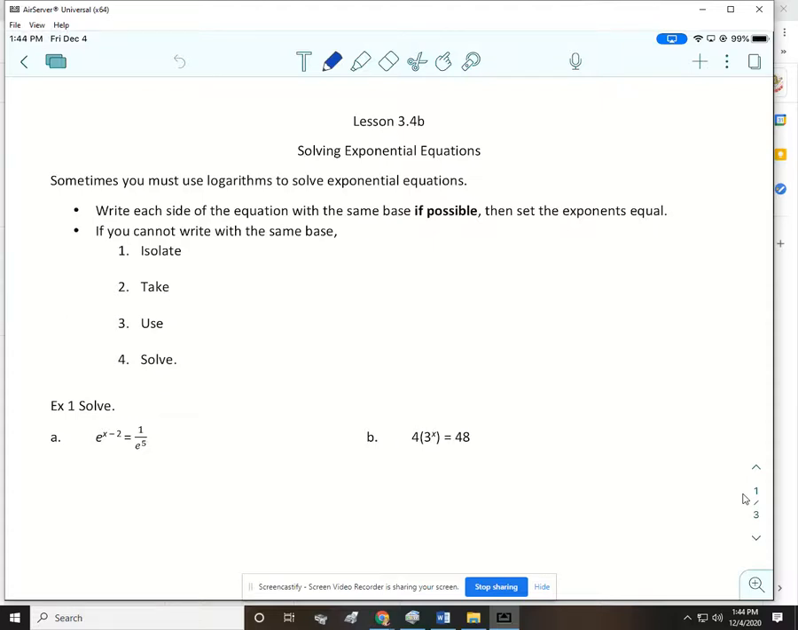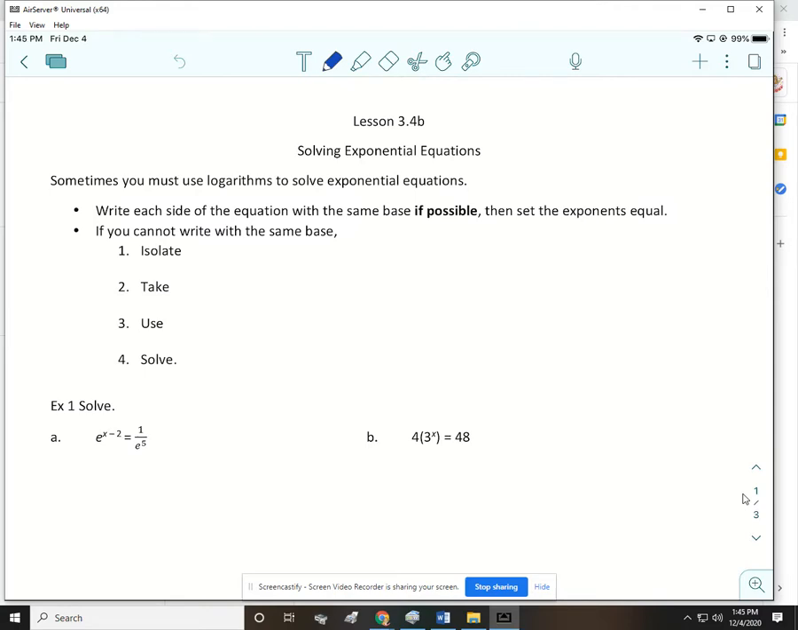Lesson 3.4b is on solving exponential equations. Sometimes whenever we're solving equations, you must use logarithms. Sometimes with exponential equations, you can get away without using a logarithm. I'm going to show you one of those in a second. But if things don't work out just perfectly, then you are going to need to use logarithms.